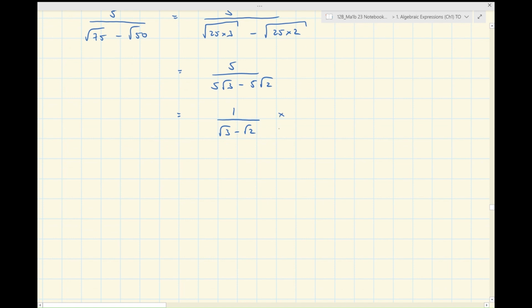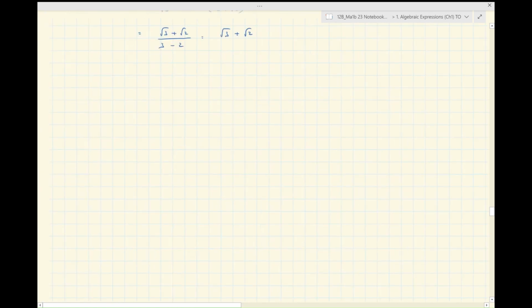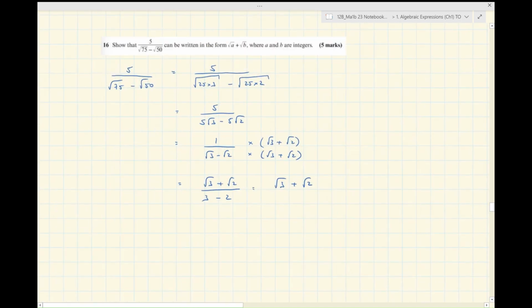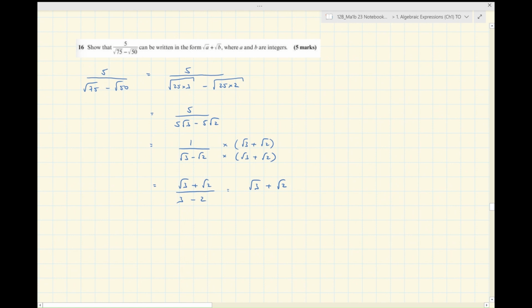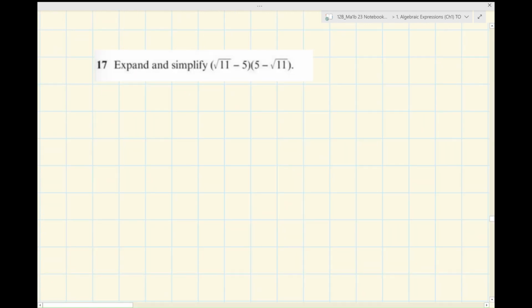So I'm going to multiply top and bottom by root 3 plus root 2. Okay, so on the top, I'm going to have 1 times root 3 plus root 2. And on the bottom, I'm going to have root 3 times root 3 is 3. Middle terms disappear. Minus root 2 times root 2 is minus 2. So I'm left with root 3 plus root 2 over 1, which is simply root 3 plus root 2. That's question 16. Done.